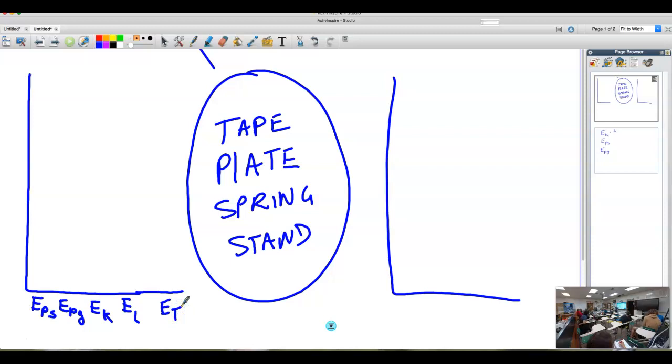And this first graph is what we would say is for before, or state one. This one is for after, or state two, and we list the same energy. So we have the potential spring, the potential gravitation, the kinetic, the loss, and the total. Okay. And so what we're going to do is just sketch a bar graph that shows how much energy is in each one of those. Okay?